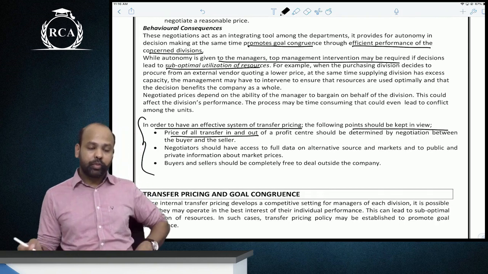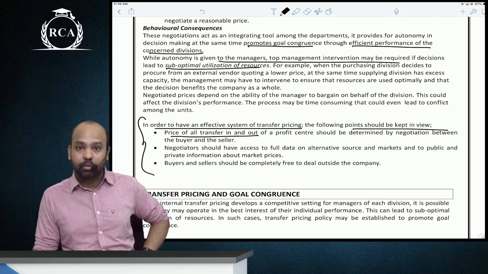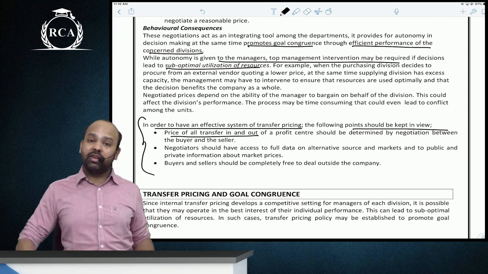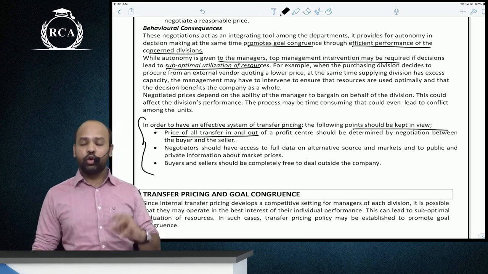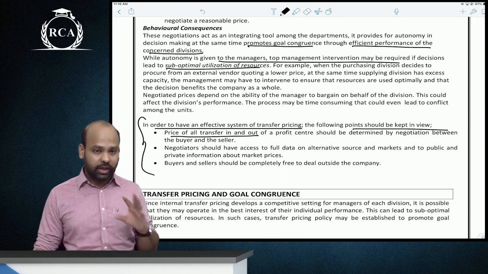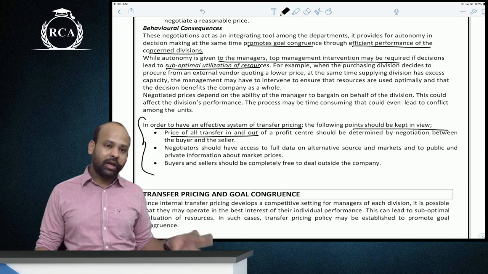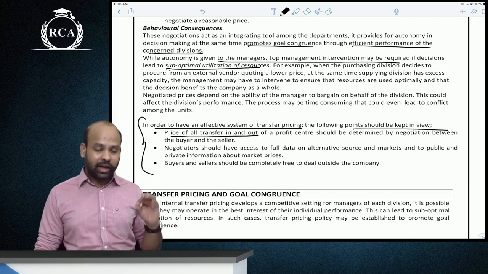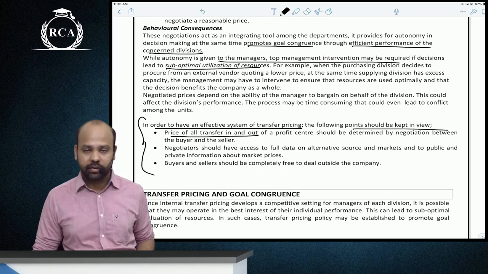Perfect. ये देखो बेटा. In order to have an effective system of transfer pricing, the following points should be kept in view. Not in every organization, beta, is full independence given, that you can do whatever you want to. Most of the organizations will say, no boss, we do not care. You will have to procure it only from your other entity in the division, and at this price, this is your transfer price, either market price or cost plus or whatever.